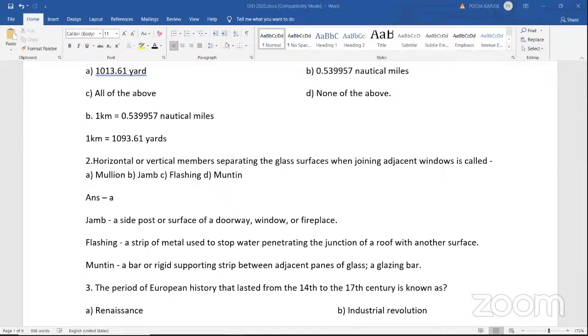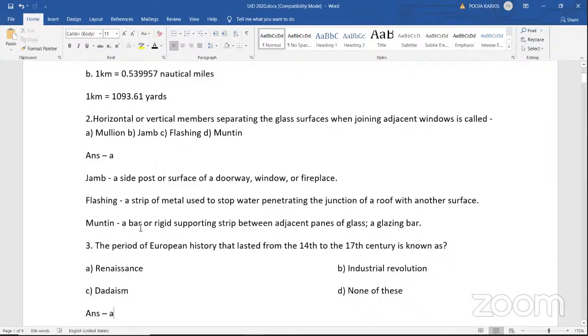Next is mountain, whatever it is. A bar or rigid supporting strip between adjacent panes of glass. A glazing bar. It's called a mountain.